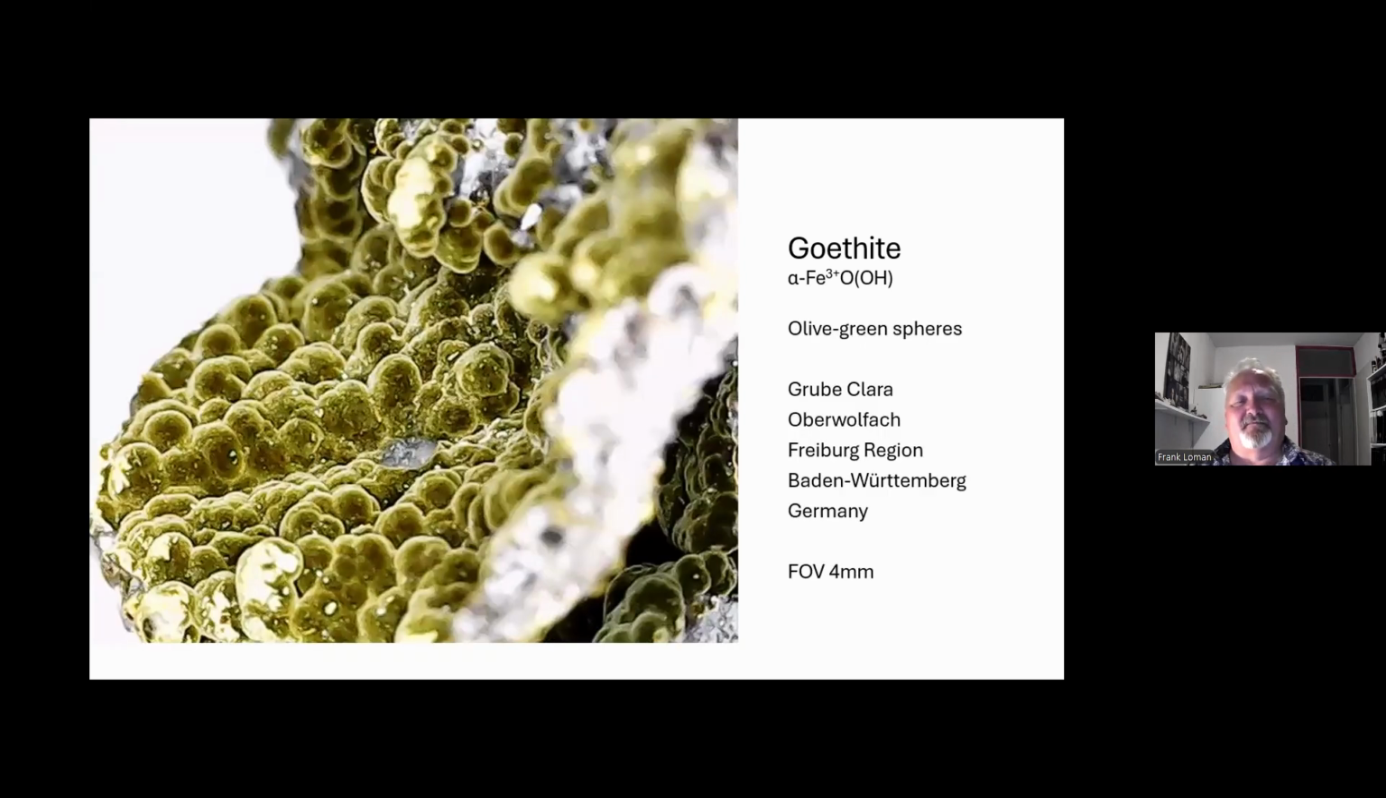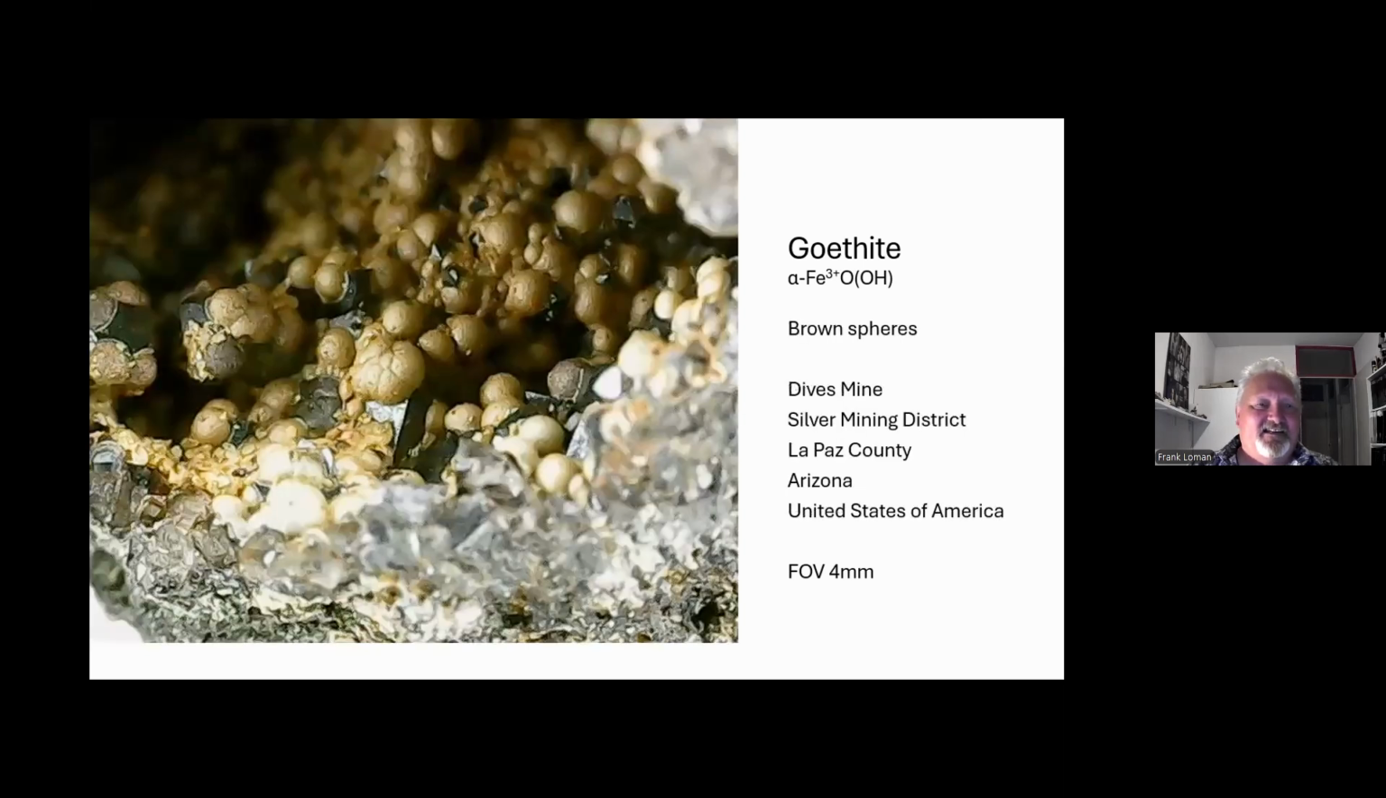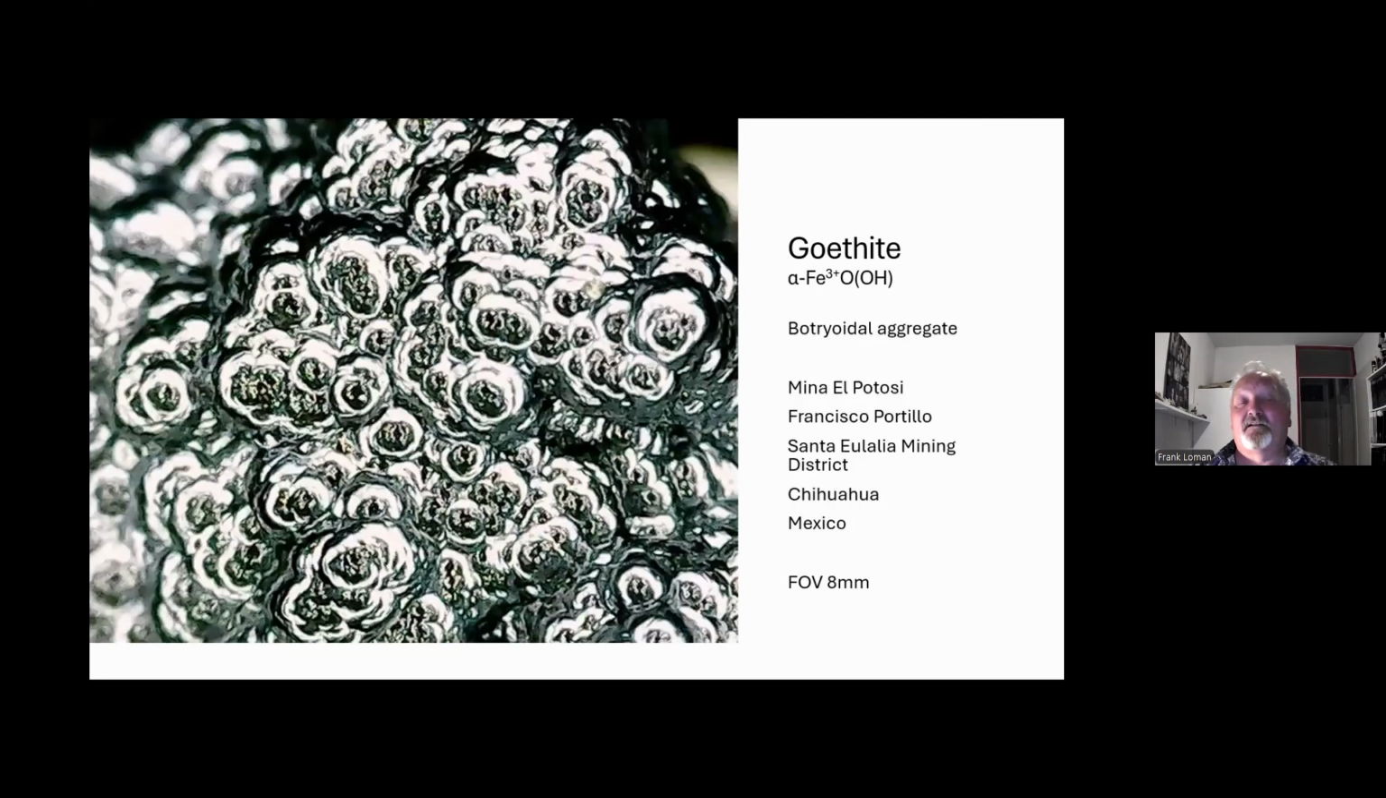These are, well, almost velvety olive green spheres from the Clara mine in Germany. And these are brown spheres of goethite from the Dice mine in Arizona. And my last goethite specimen is a potriodon aggregate from El Potosi mine in Chihuahua, Mexico. It almost looked like psychedelic.